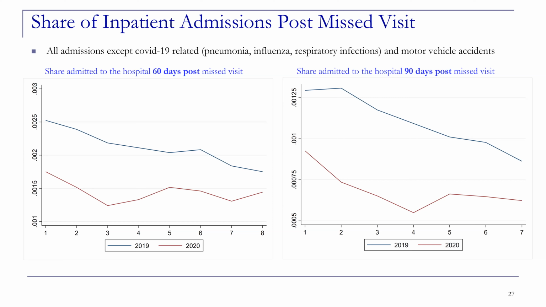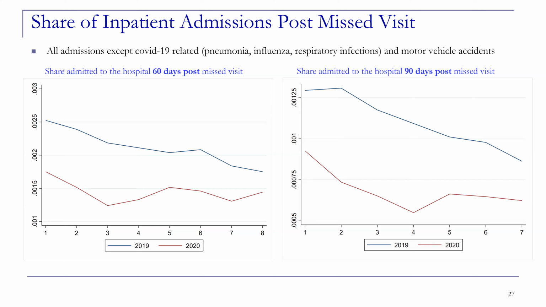Okay. So now I take these people and I stack their inpatient admissions and I look at the share of individuals who are hospitalized 60 and 90 days post missing a visit. I compare them to 2019 because there are seasonality issues to keep in mind. So almost all patients who miss a visit, the share of them that's admitted to inpatient is lower in 2020 than in 2019. You can see the dip in 2020 around the March-April period, and that's really just coming from the total inpatient decreases overall.